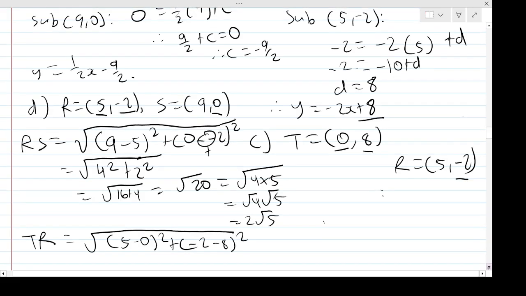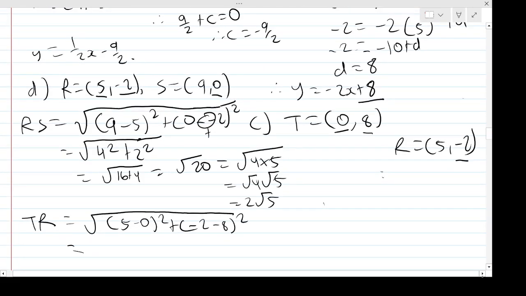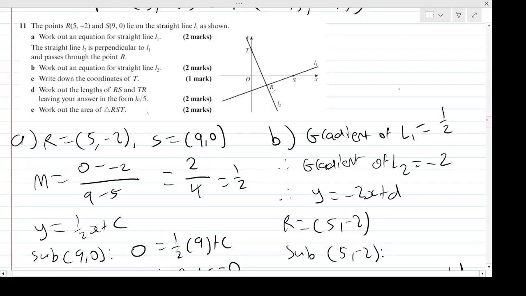Now, I'm going to just put that in the calculator. So the square root of 5 take away 0 is just 5 squared, plus minus 2 minus 8, which is minus 10, and that'll be all squared. That should get you 5 root 5. That's in terms of root 5, so yeah, we've done it. So there we are. That's the distance RS, the distance between points R and S, and the distance between T and R.